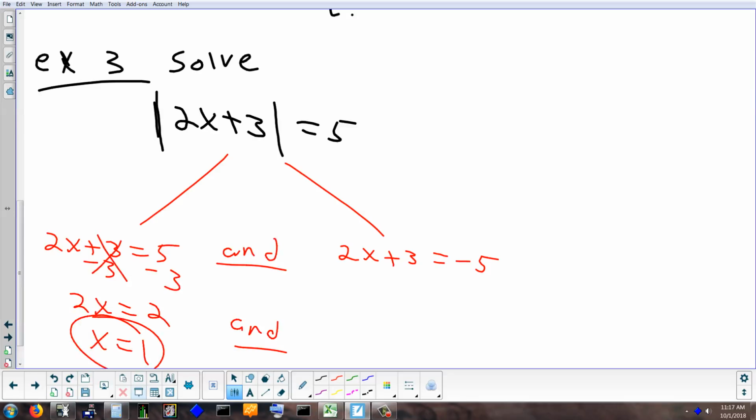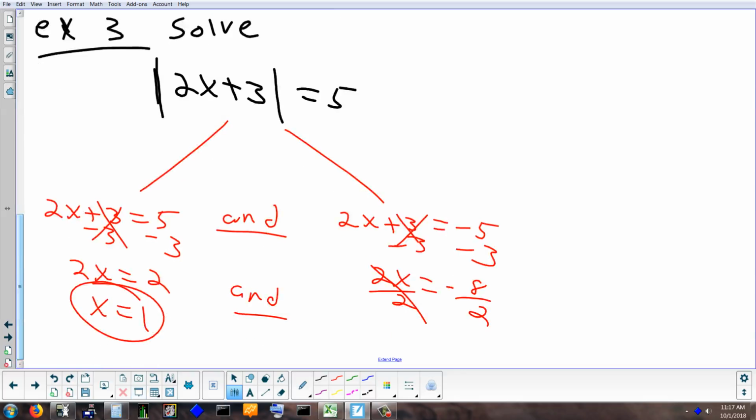And what's nice is when you solve these equations, it's the same steps. We minus the 3 and then divide by 2. We can do the same thing on the other side. Minus the 3, divide by 2. So -5 minus 3 gives me -8. Divide by 2. And I get x equals -4. That's it. That's how you solve an absolute value equation.